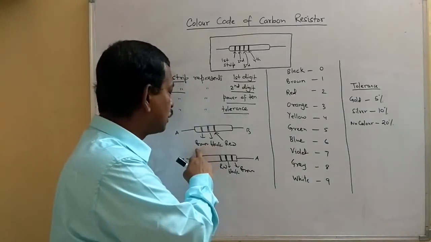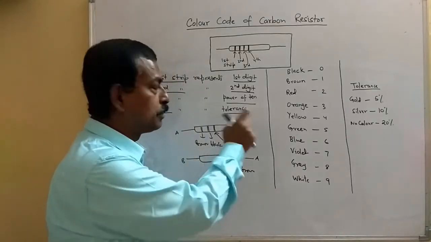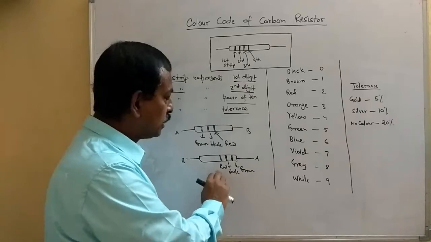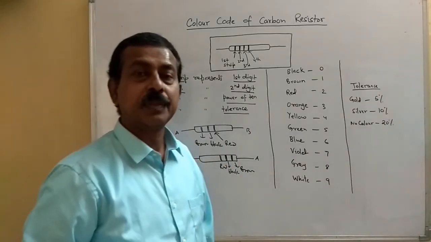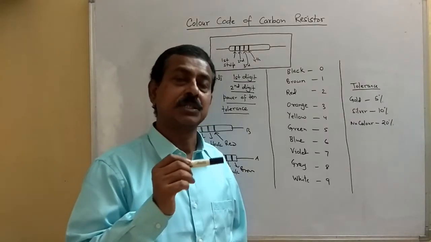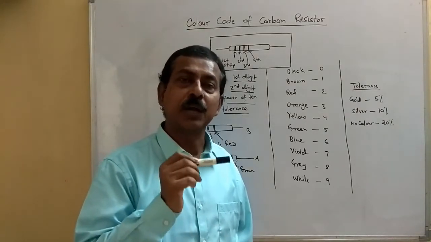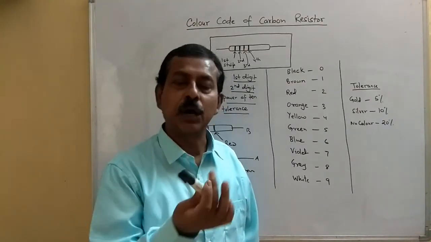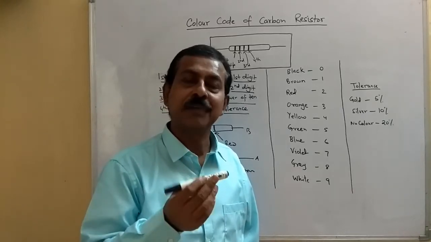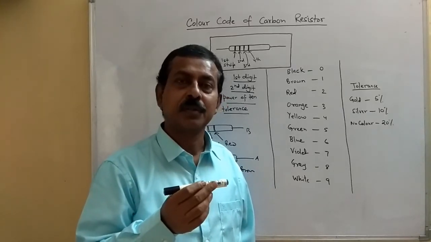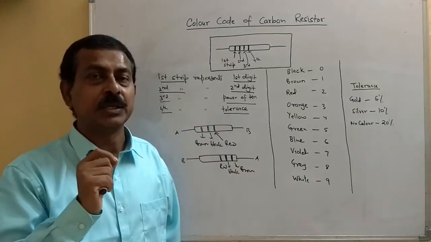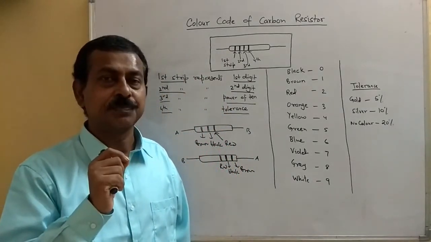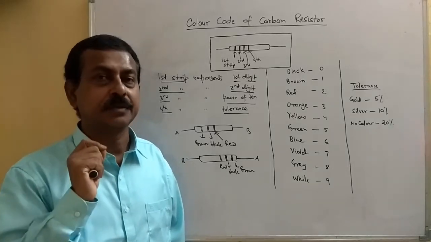Because if I take the sequence as brown, black, red, it will represent a particular value of resistance. But if it is taken as red, black and brown, its value will be different. But for that particular carbon resistor, it will have only one value of resistance. No matter how you are holding it, the resistance value will remain the same. So to know the exact color sequence of the carbon resistor, you will have to notice one thing.